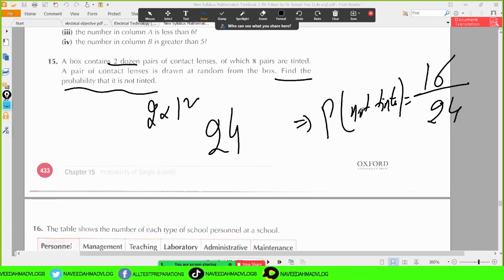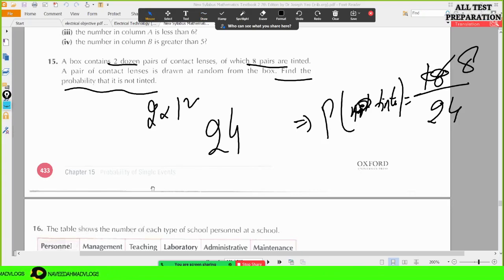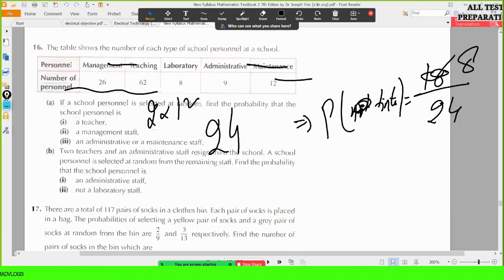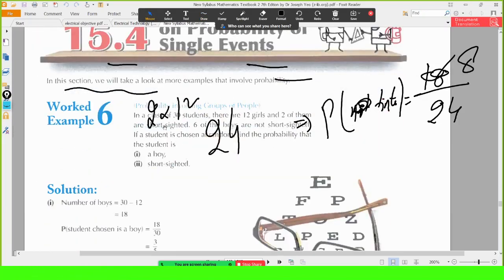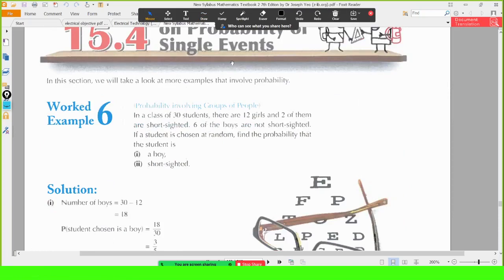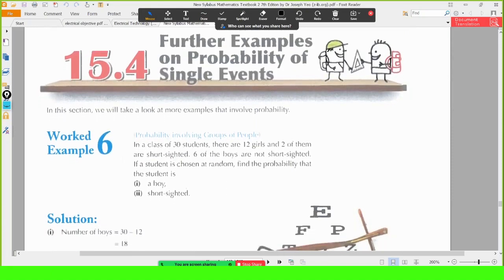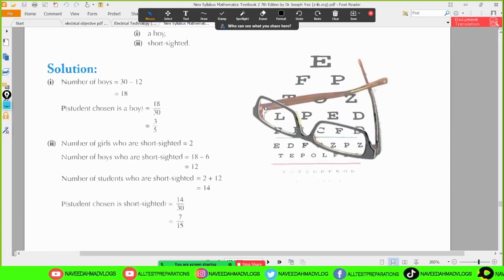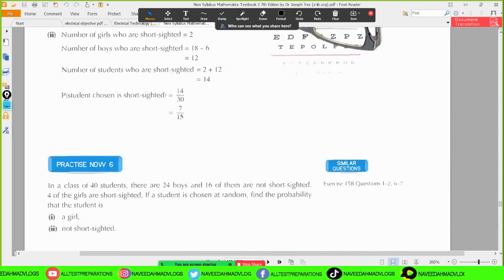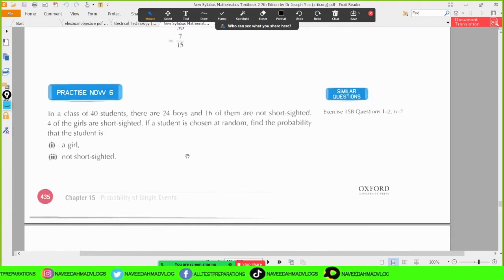If the question is to find the probability of tinted, then you write 8 here. The desired output will be 8 divided by the total, that is 24. So it is not so difficult. Hopefully you will be able to solve this type of question. And we have done this before, this probability especially, it is the same as the questions we have just done. Okay, you do this one.